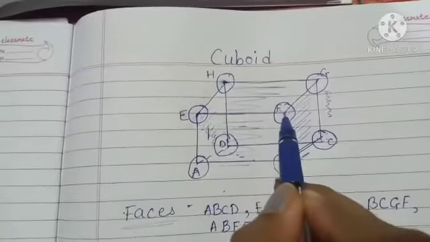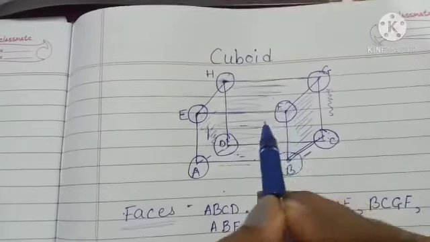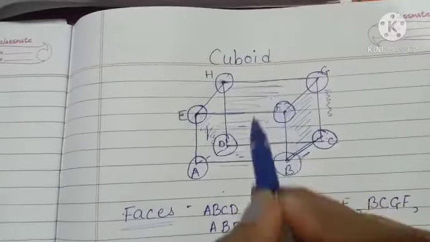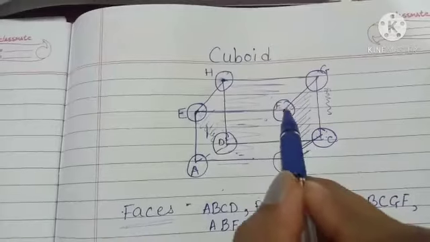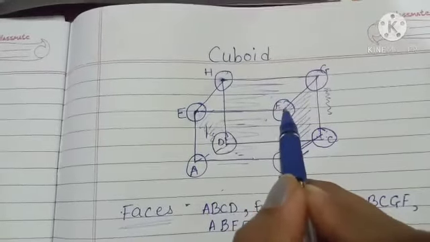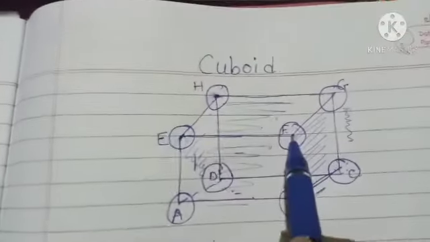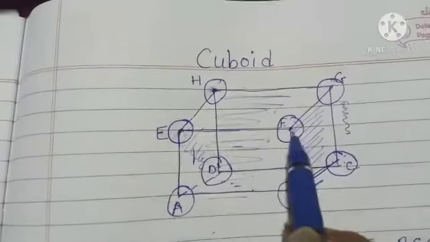I'll show you. This is one vertex, 1, 2 and 3. These are the 3 faces which are meeting at this point. So this is called a vertex. The plural of vertex is vertices.